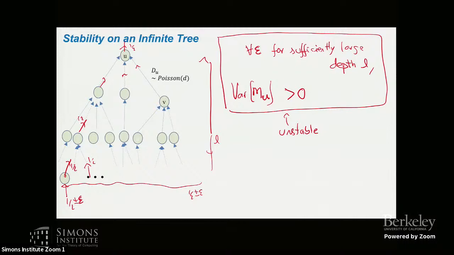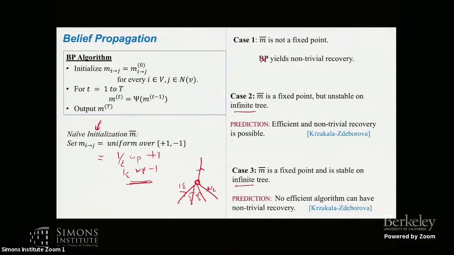So that's sort of the key point here. This is a prediction, a property of the model as opposed to any given n, because of the infinite property of the tree. The claim is that when a model has stable fixed points, when the naive fixed point is stable, then there is no efficient algorithm. When the naive fixed point is unstable, there is an efficient algorithm.